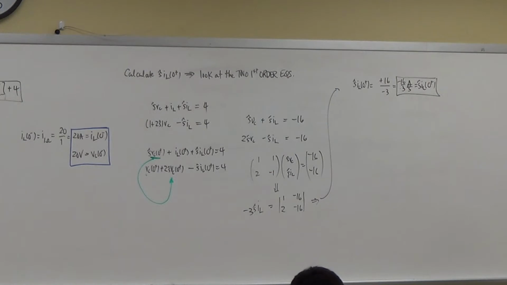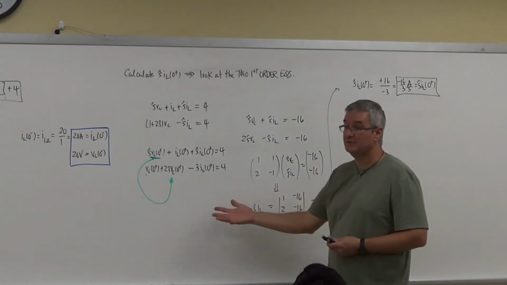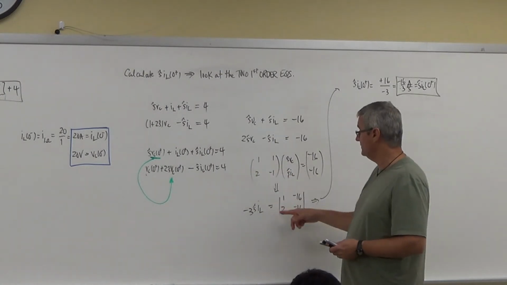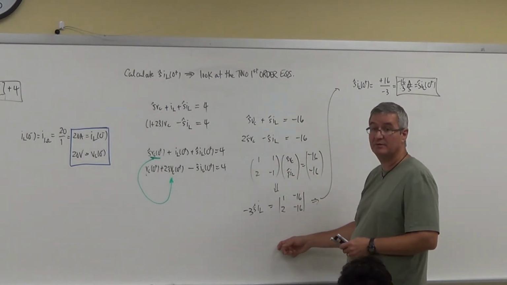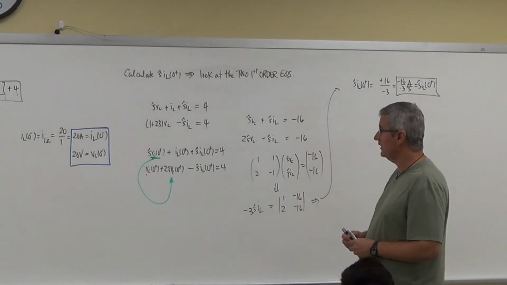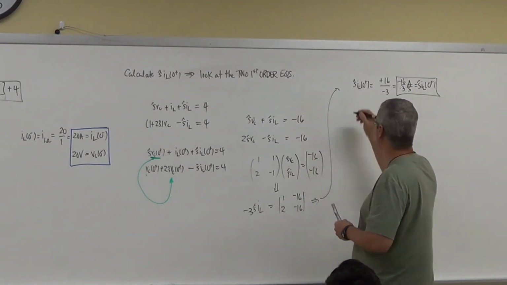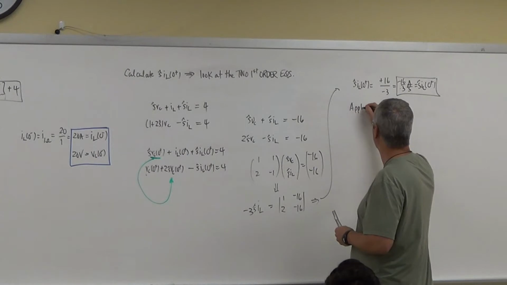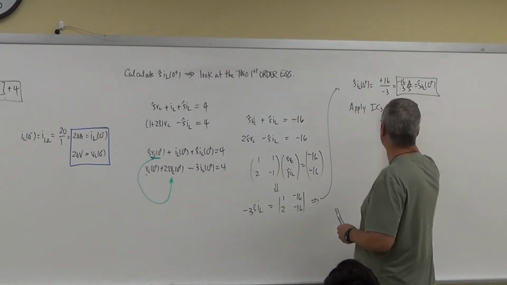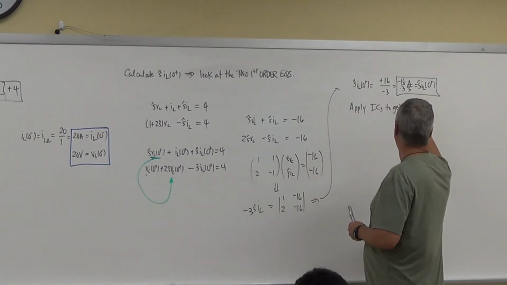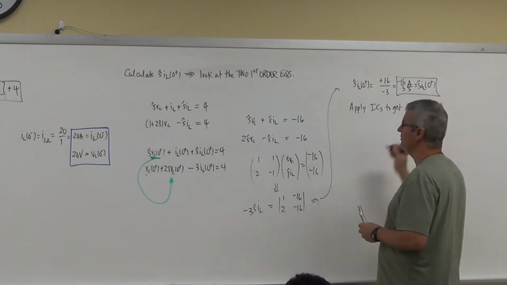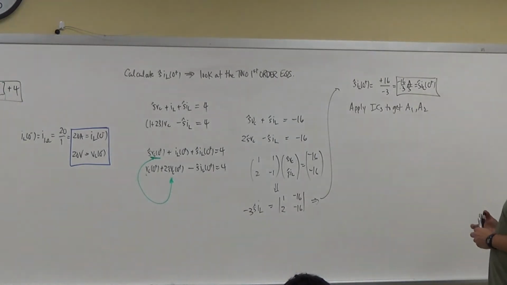So now I apply the solution. Now remember, there's lots of ways to do this. I like this method because I know I could do it on the board. So, here I go. So now I'm going to apply initial conditions to get A1, A2.